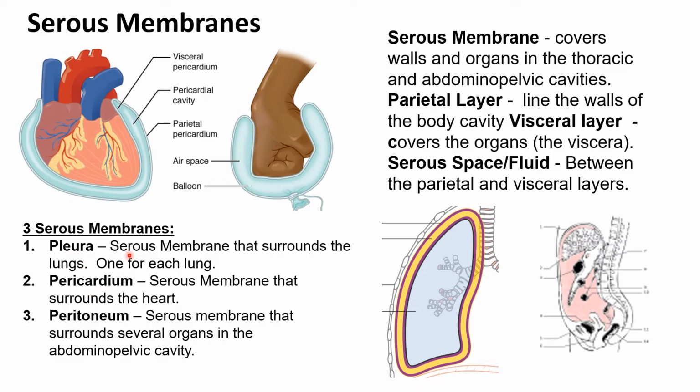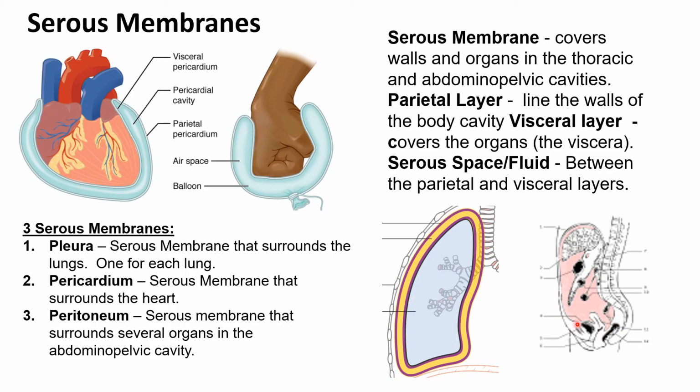The pleura is the serous membrane that surrounds the lungs. Here's a picture of it here. So we have a visceral pleura and a parietal pleura with serous fluid in yellow here in between the 2 layers.